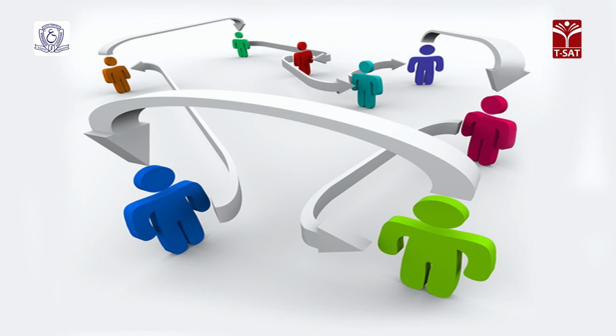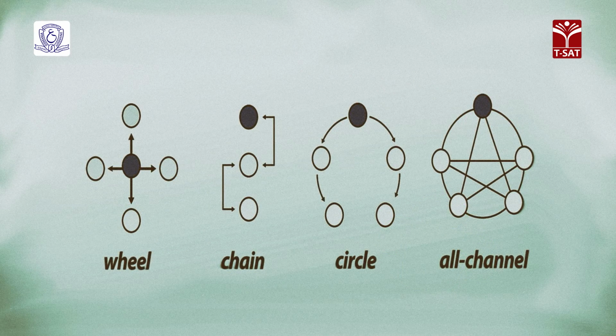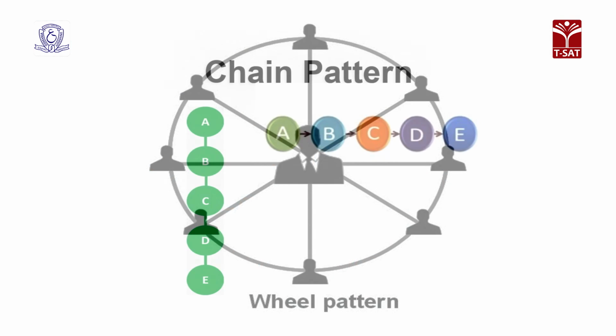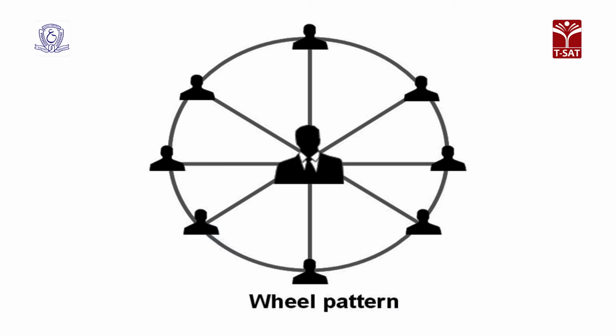Communication network is a pattern of direction in which information flows in a group. The different patterns of communication explained in this module are wheel pattern, chain pattern, Y pattern and circle pattern. In wheel pattern, one member of the group has a very centralized position and this member interacts with all the other members of the group. The main advantage here is that communication problems are fewer and the method is quick.